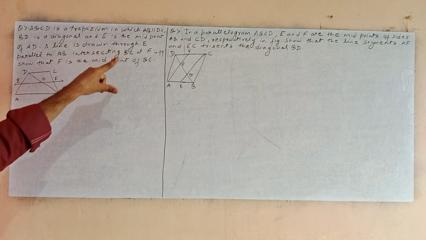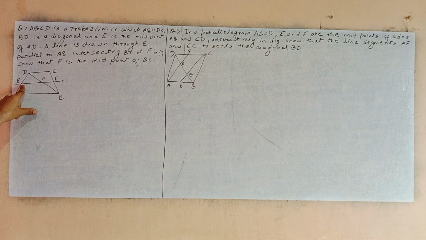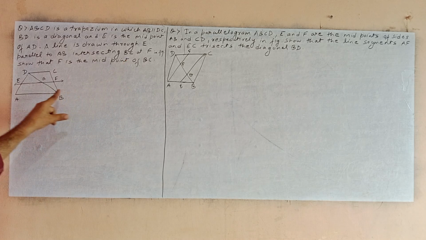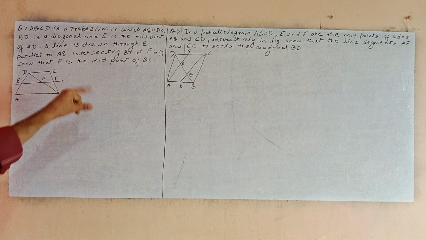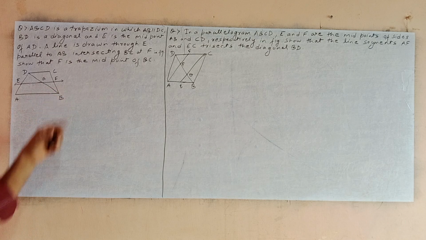A line is drawn through E. See, from point E, a line is drawn parallel to AB, intersecting BC at F in the figure. You have to show that F is a midpoint.